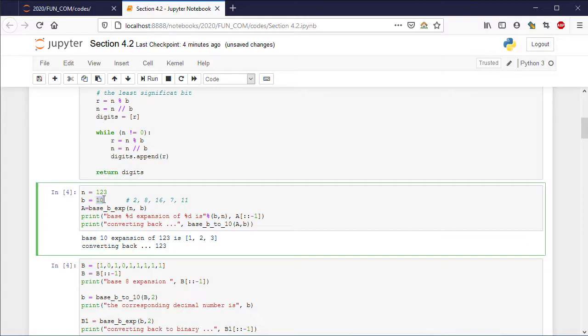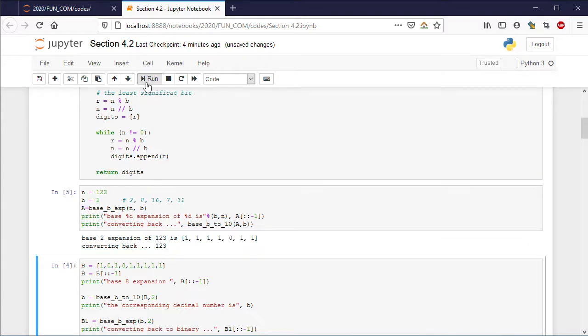Now let me change this number to 2 to see what the binary form is. You're going to find that the base 2 expansion of 123 is 1111011. So we have a total of 7 bits. Remember, in the binary system, we call a binary digit a bit, just to simplify the term.